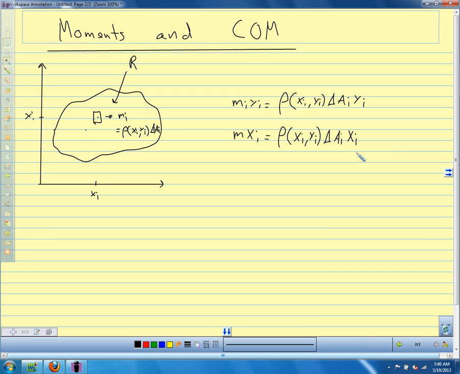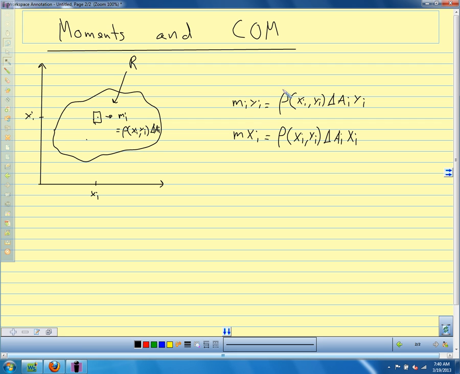And we take the limit just like we've done before. It's the same argument that we've used when we set up our double integrals, so I'm not going to go through the whole thing again. We take the limit as delta A approaches 0, and we sum that over the entire region. We end up with a double integral.